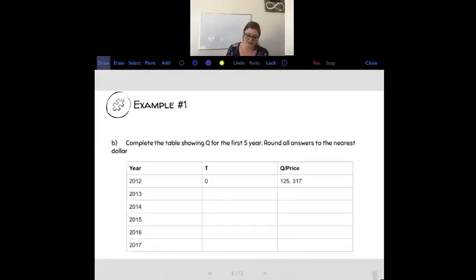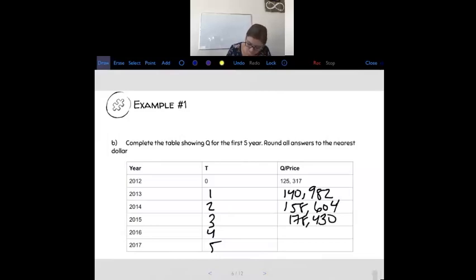Complete the table showing Q for the first 5 years, round all answers to the nearest dollar. What you would do here is our starting value corresponds to t equals 0, which is 2012, so that part has already been filled in. For 2013, time is 1, 2014 is 2, 3, 4, 5, and so on. Then you plug this into the formula where Q naught and 1 plus r stay the same, and each time you're using a different value of t. I'll write out the values here, so make sure that you get the same thing in your notes. And again, that's rounding to the nearest dollar each time.